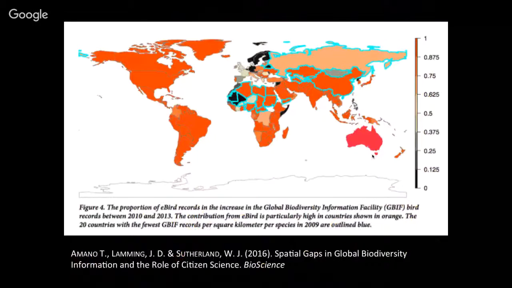And we're having an impact. This is from a paper from a group at Cambridge that's showing the proportion of eBird records in GBIF, and the contribution that eBird has provided to GBIF in general. And all the red locations are countries where eBird data represents more than 90% of all the biodiversity data collected.